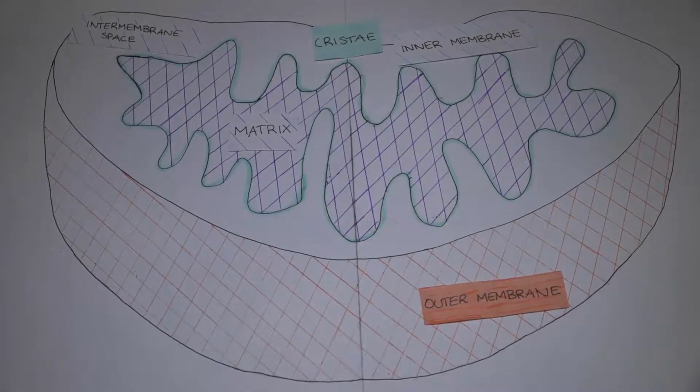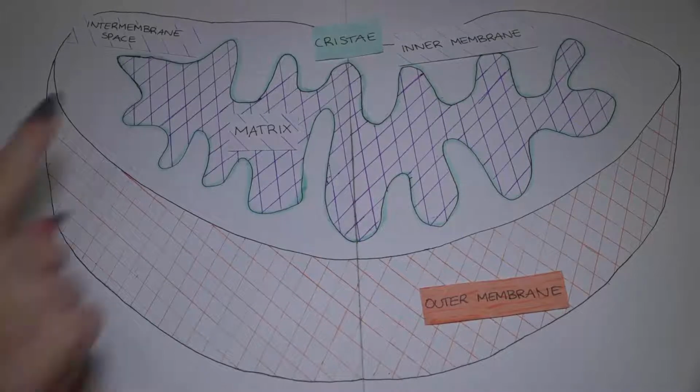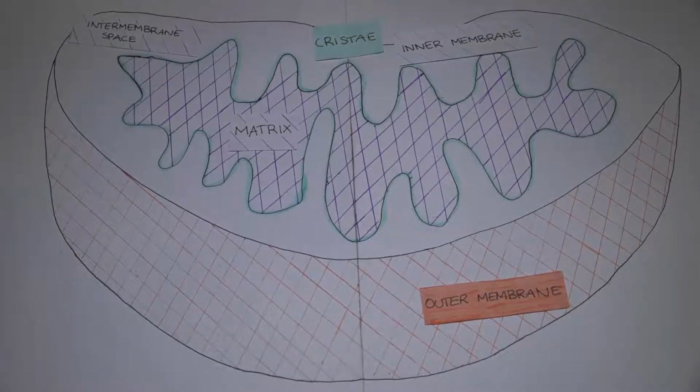Since many of the chemical reactions happen on the inner membrane, the increased surface area creates more space for reactions to occur. The intermembrane space is located between the outer membrane and the cristae and contains many protons, the importance of which we will discuss later.